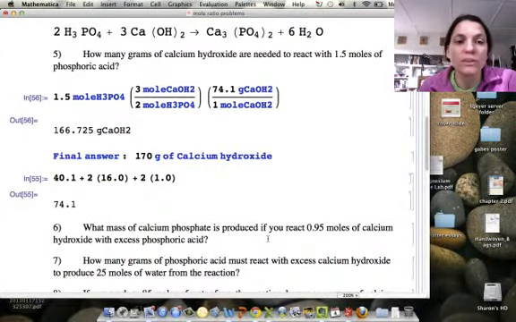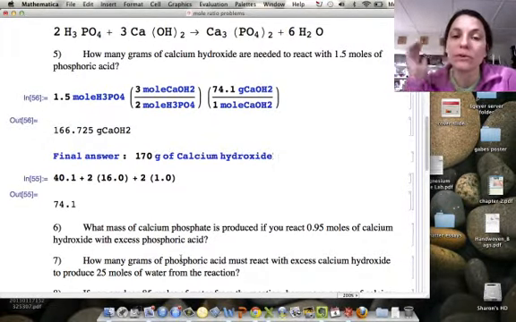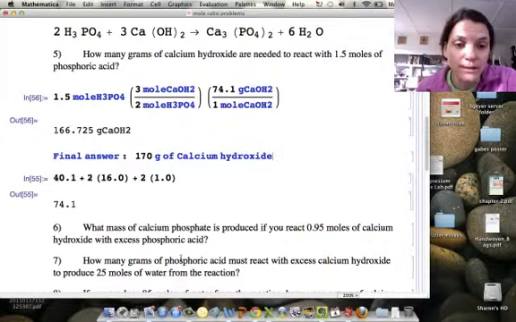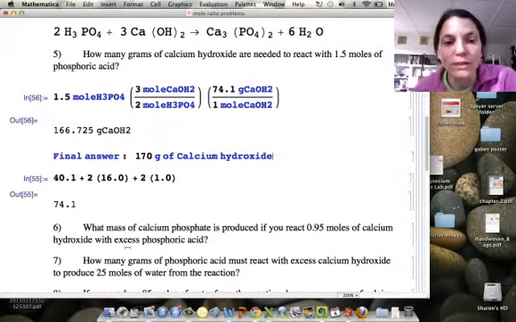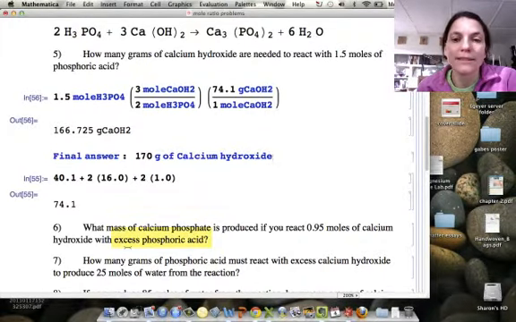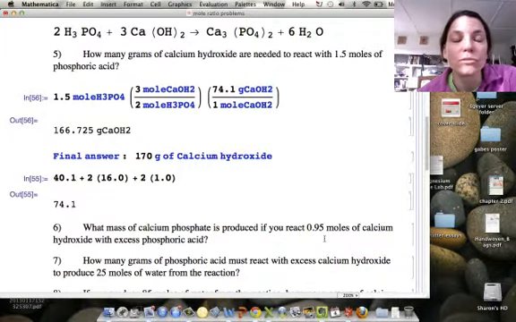The next question, we want to know the mass of calcium phosphate produced when you react 0.95 moles of calcium hydroxide. Now, don't get confused here. It says with excess phosphoric acid. All that means is that we have way more phosphoric acid than we need. So therefore, we're basing all of our calculations on the calcium hydroxide because that's the known quantity. And then we want to know how much of one of the two products is produced, the calcium phosphate.